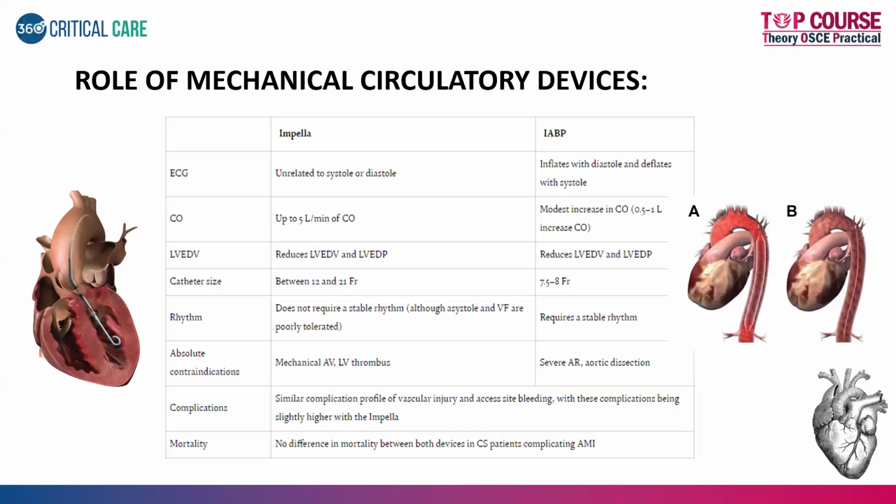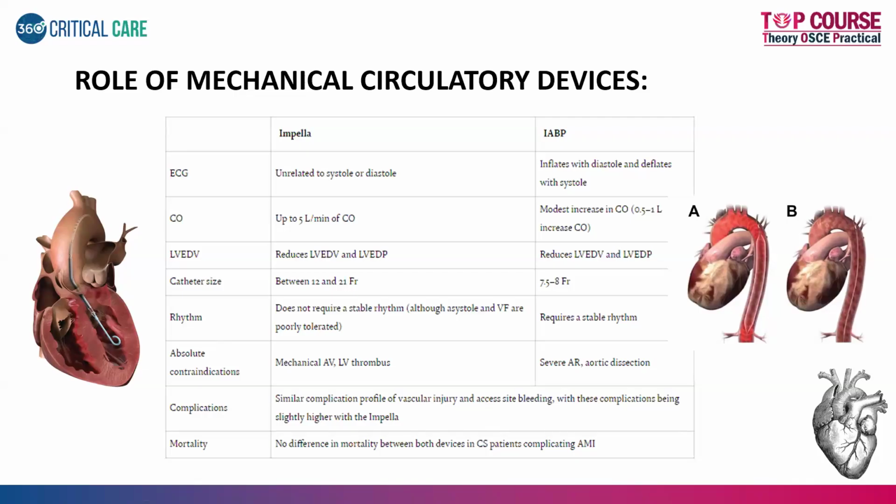But the complication profile is more or less similar in both of them. Both are associated with vascular injury, access site bleeding, and coagulopathy. Mortality, if you see both of them together, did not show any major reduction for cardiogenic shock complicating acute myocardial infarction.